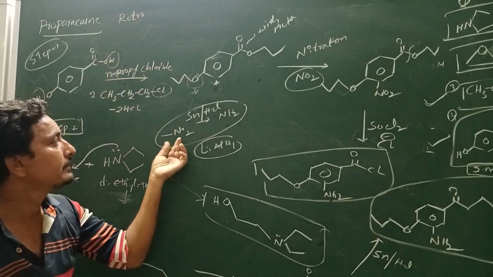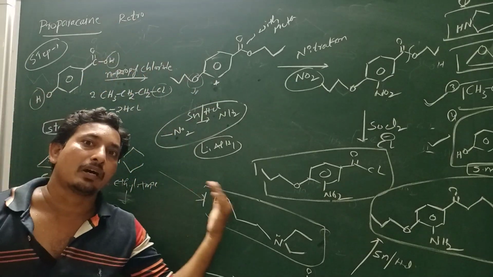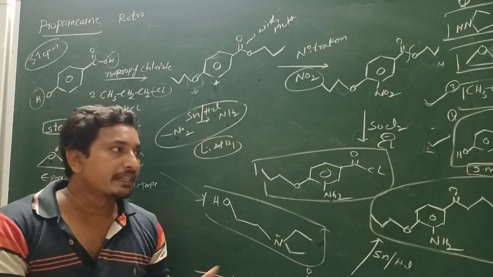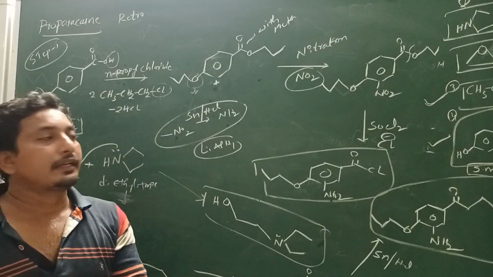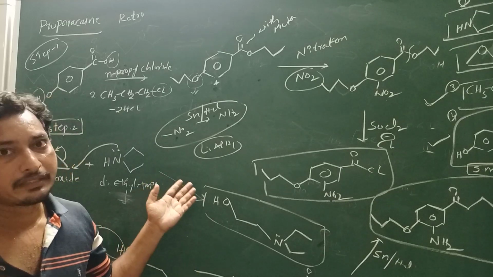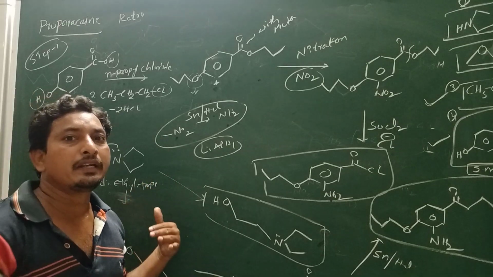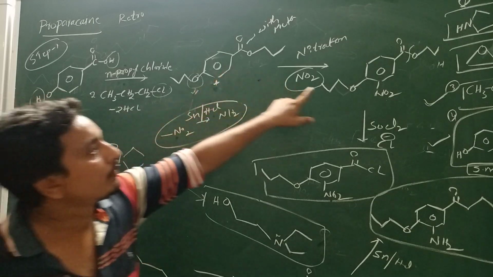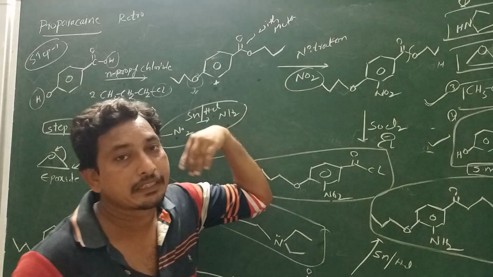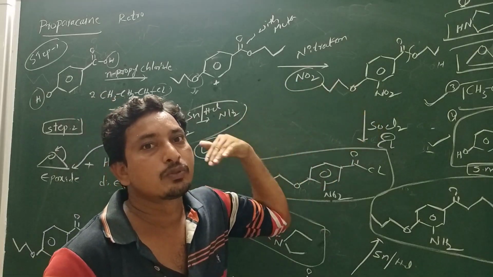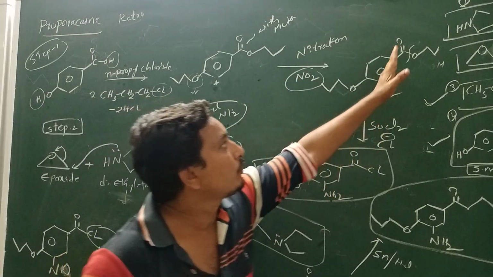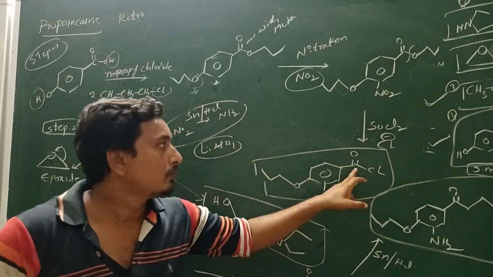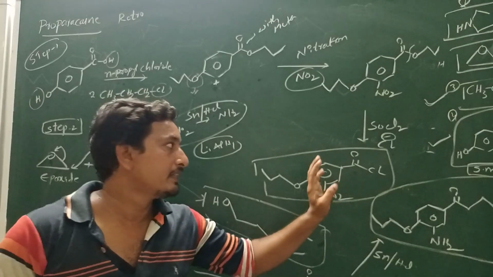So the electrophile will attack from this position. The electrophile is NO2 plus, obtained from the nitration mixture. What is the nitration mixture? A mixture of H2SO4 and HNO3 is called nitrating mixture. It is a good source of the electrophile NO2 plus. So the electrophilic substitution takes place at this position. When it reacts with thionyl chloride, a good source of Cl minus ion, this group is replaced by chloride ion and the benzoyl chloride is formed.